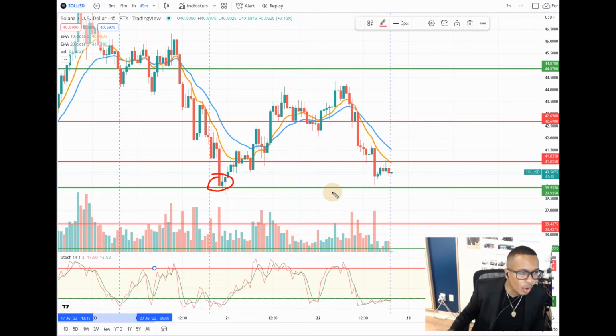So when they cross exactly at the same time, when the 10 moving average crosses the 20, and the stochastic crosses below the 80 level, that's when you sell. Okay? And if you would have sold there right now, you would have made profit from when you bought.